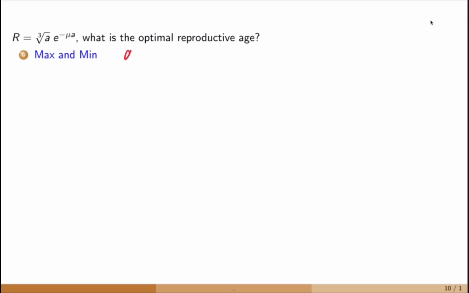Again, what is the domain of this function? We are only looking at positive age, right? So then we have 0 to infinity, and then we can immediately compute the reproductive success at age 0, which of course is 0. So this is not likely to be a maximum. Let's look at the derivative.